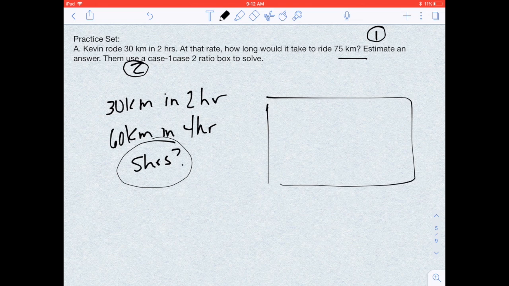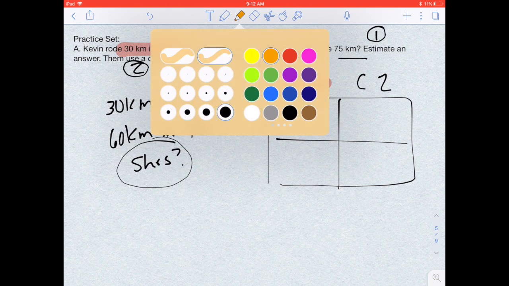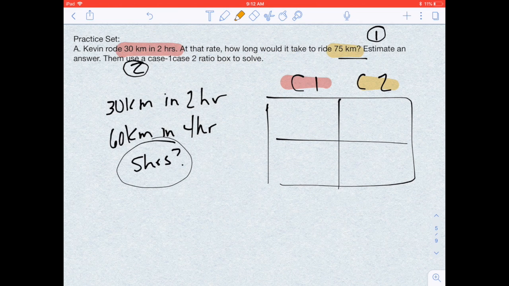Ratio box, case 1, case 2. And I look at my numbers. It says 30 kilometers in 2 hours. It's going to be case 1. And case 2 is 75 kilometers.